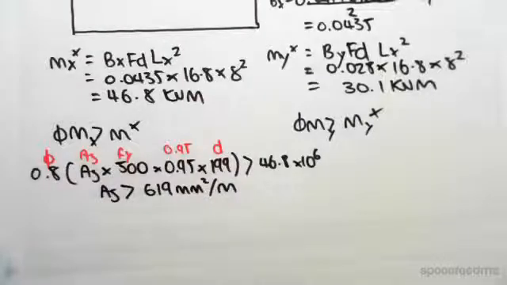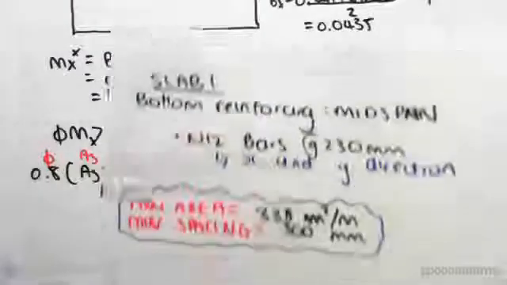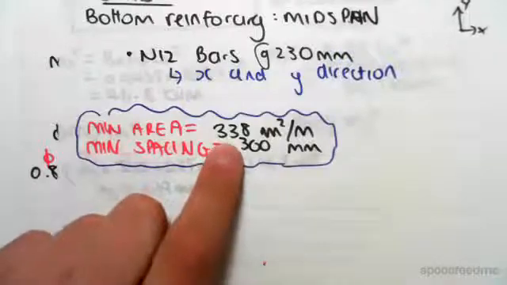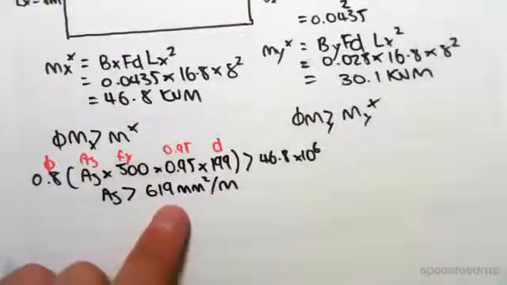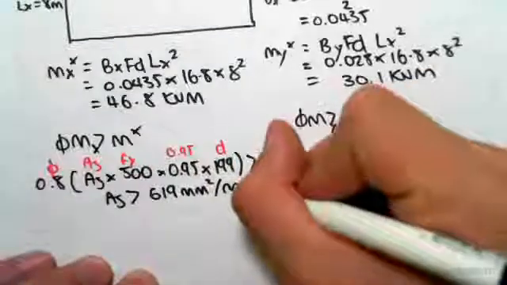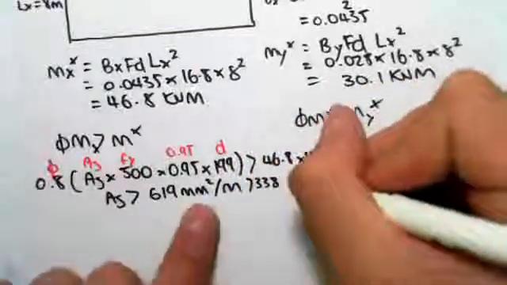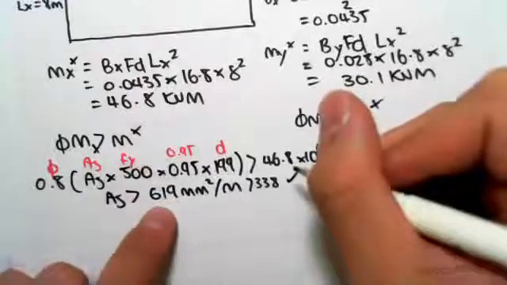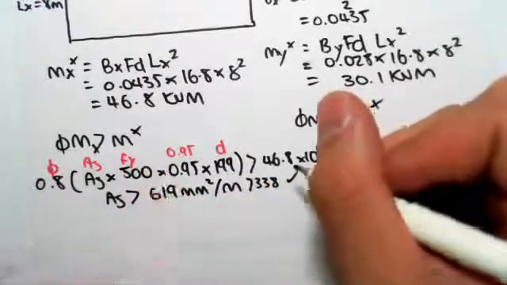Now we need to check that against our minimum steel requirements. Our minimum area requirement was 338 millimeters squared per meter. So this is greater than 338, which is good. So we're going to be using that value there. We just take the maximum of the two, which is 619.